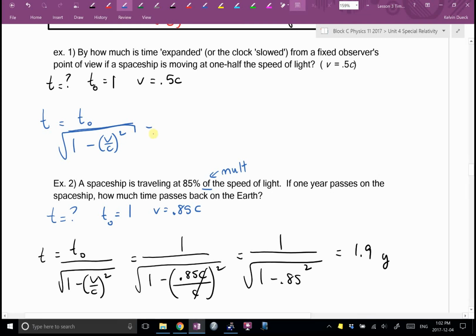T0, 1 year, big square root, 1 minus 0.5 c over c, all squared. Nick, do you see? What do you see? Hannah, do you see? What do you see? They cancel. That's the word I'm looking for.